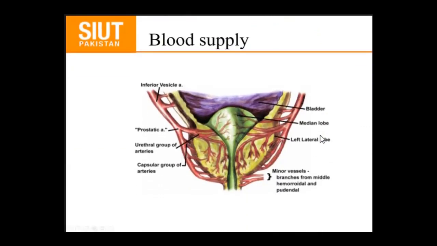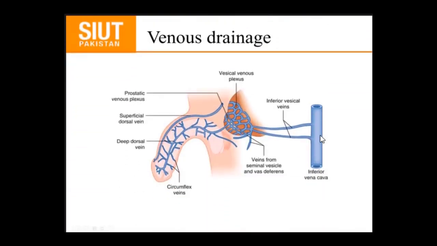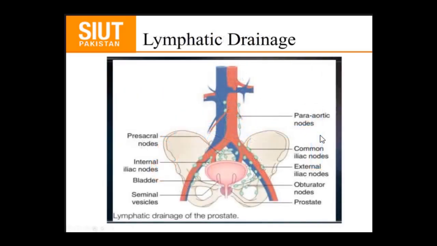Blood supply. The prostate receives its blood supply from the prostatic artery, which is a branch of the inferior vesical artery. The prostate drains into the prostatic venous plexus, from which it ultimately drains via the inferior vesical veins into the IVC. Multiple lymph nodes drain the prostate, which include common iliac, external iliac, obturator nodes, and internal iliac nodes. Sometimes presacral lymph nodes and para-aortic nodes.